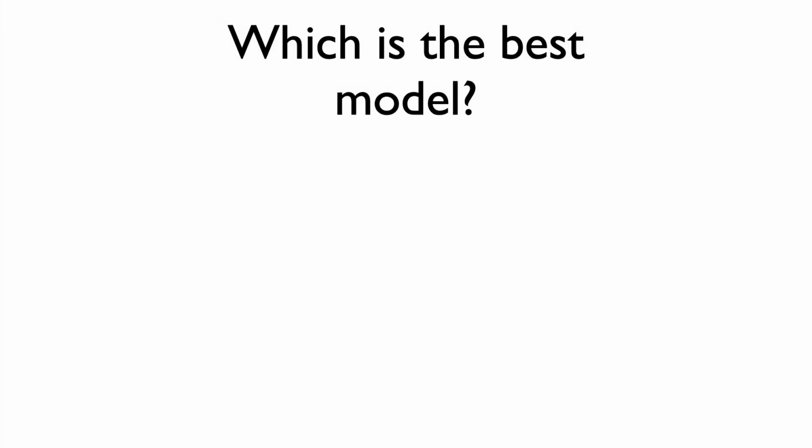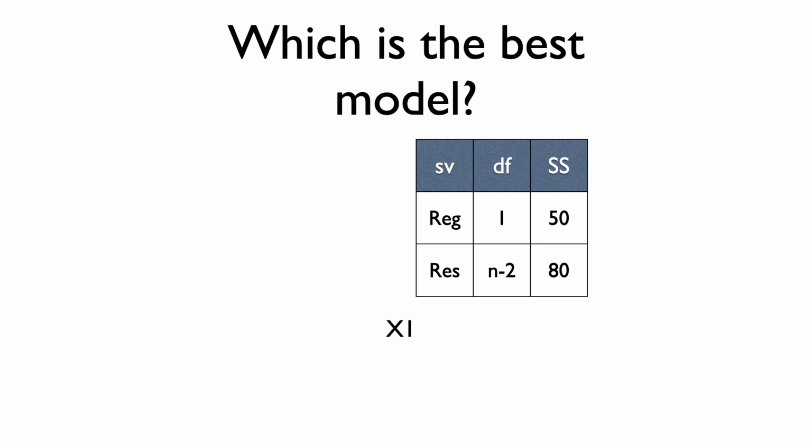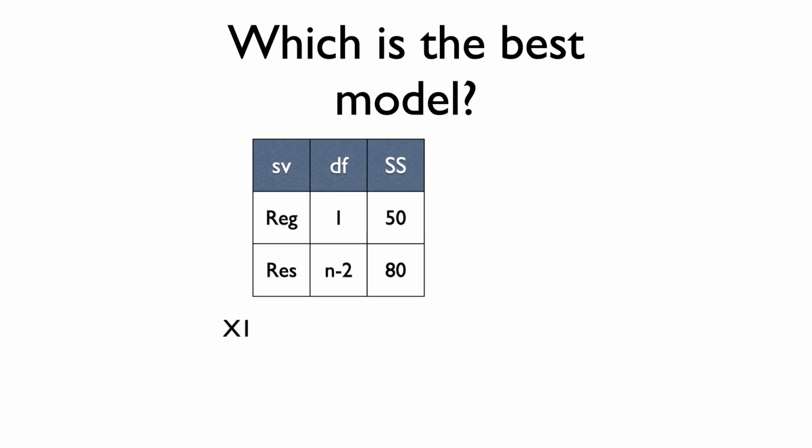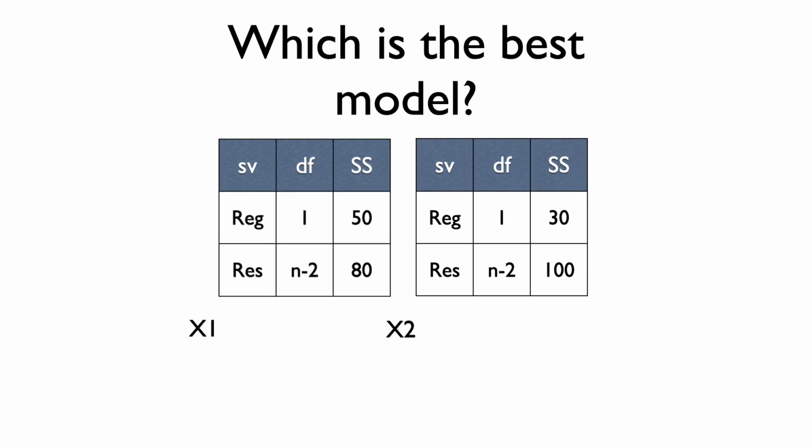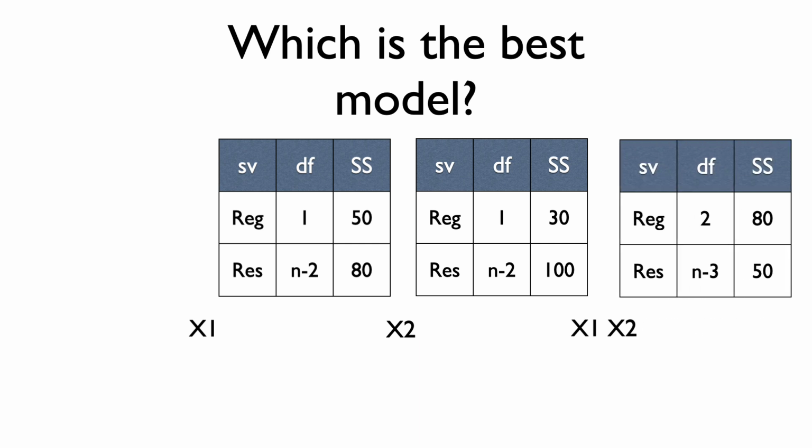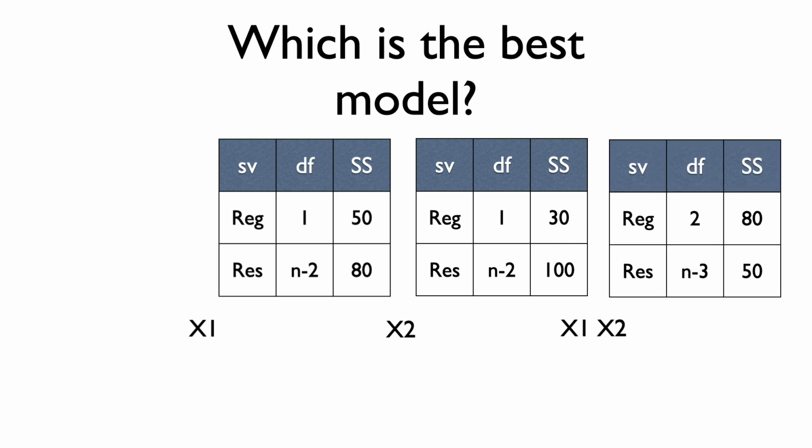Okay, let's look at a couple of potential models, and I want you to tell me which is the best one. This is obviously completely theoretical. These aren't real data. So here we have just x1 in the model, just variable 1, and this is what we get. Then we got x2 in the model, but not x1, just x2 by itself. You can see that because it's just 1 degree of freedom for regression. And then that's x1, x2, having both of them in the model.